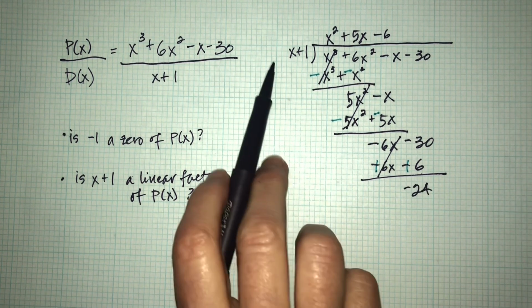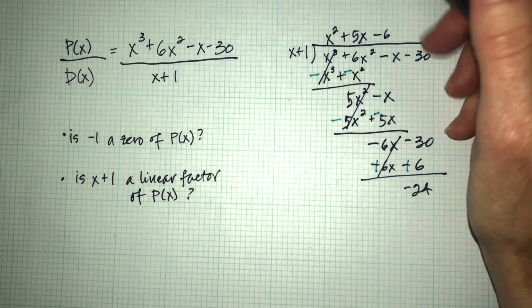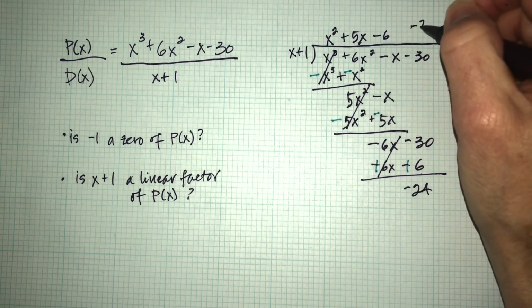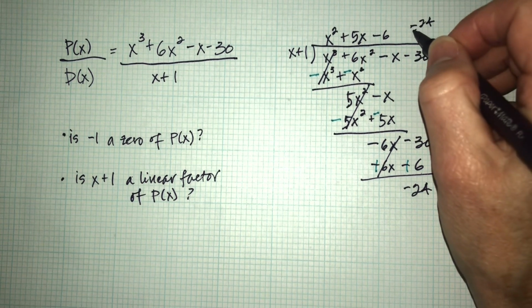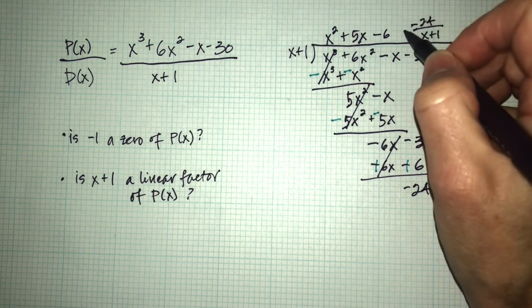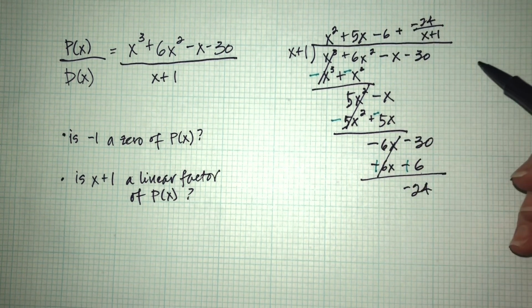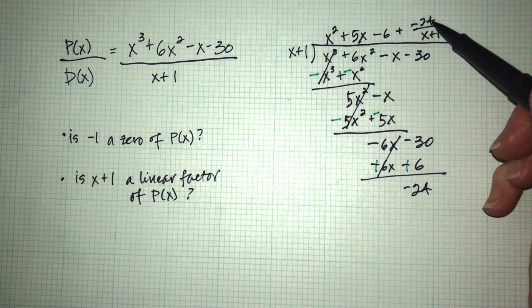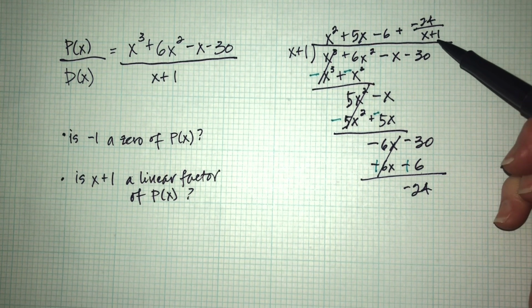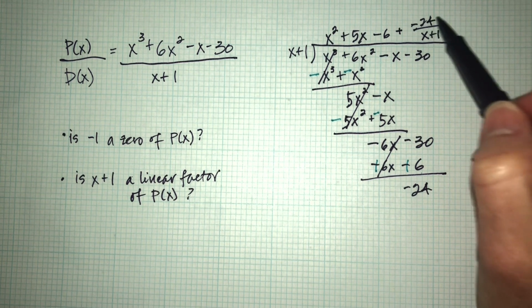So we can't do any more dividing because x won't go into that. So we can think about that negative 24. Well, that's our remainder, and we put that over our divisor, x plus 1. And I like to write it this way. In some books you might see minus the 24 over x plus 1, but I like to write it plus that negative 24 over x plus 1. It makes it very clear that that's a negative 24.